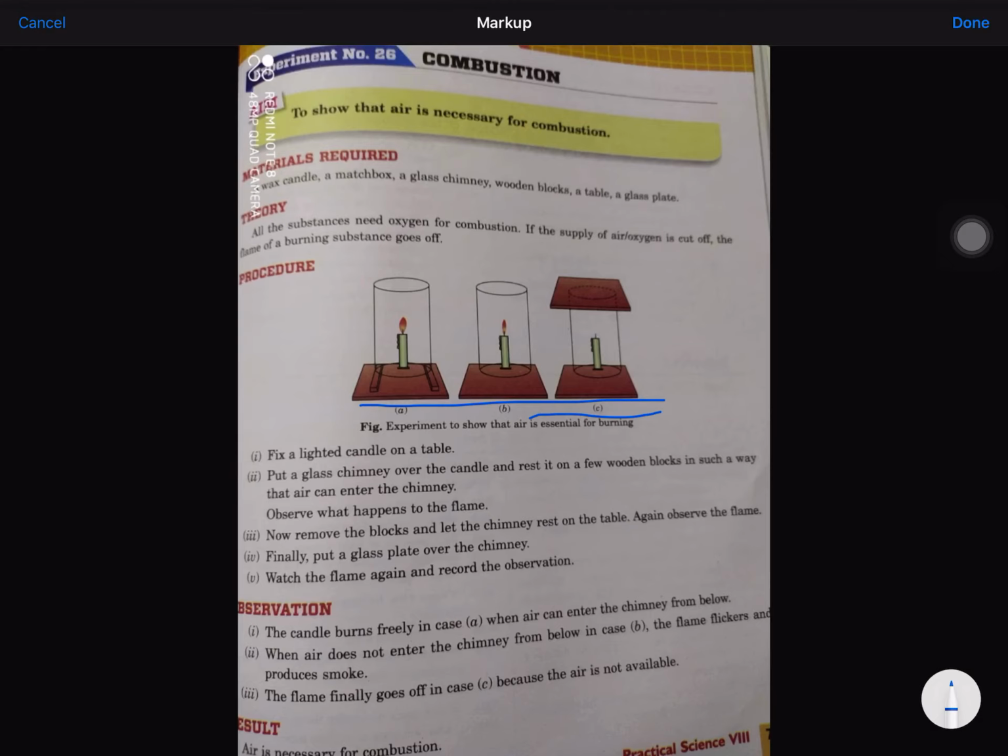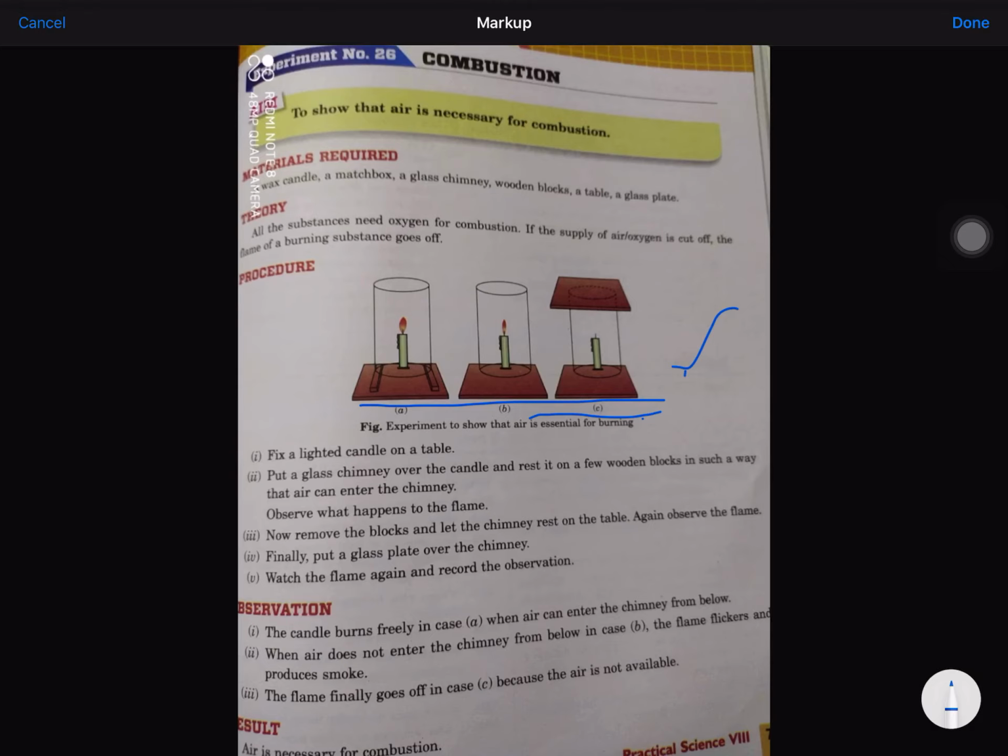Now you can see in the first picture, in picture A, the flame is bright. The flame is burning freely in the first case, and in the second case you can see the flame flickers and some smoke is also produced. And in the third picture you can see that the flame goes off. It extinguishes. Why does this happen?